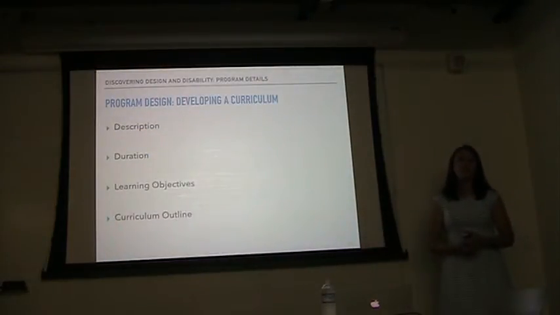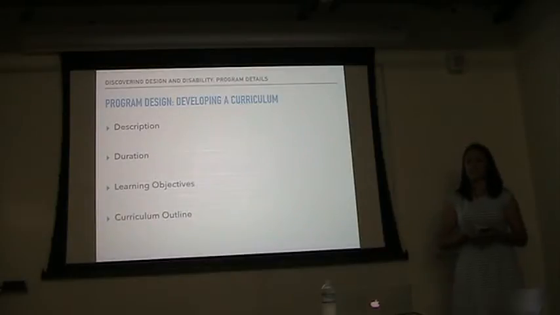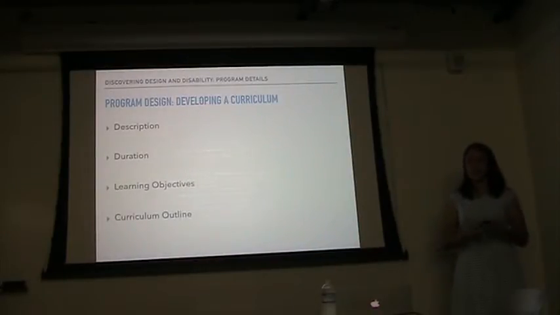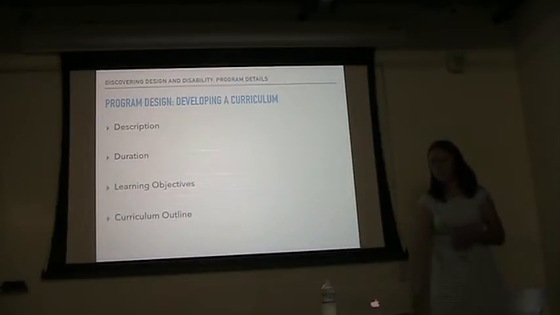So for the program design, I first wrote a description, which is what I've already given you. And then I thought about the duration, what duration would be good for a program like this. And before I could write any of the lessons, I outlined some learning objectives. What do I want the students to end the program knowing? And then lastly, I outlined the curriculum for the coursework section of the program.